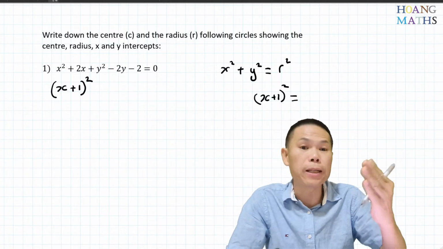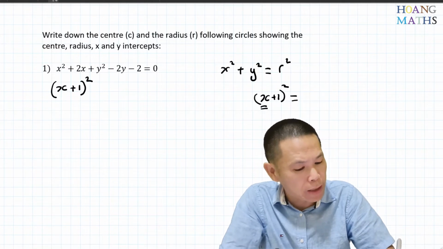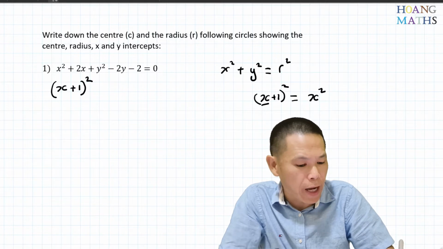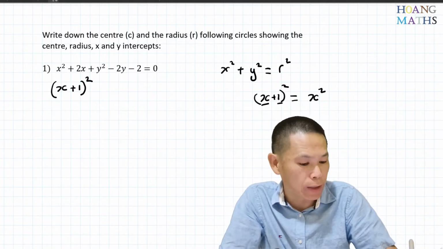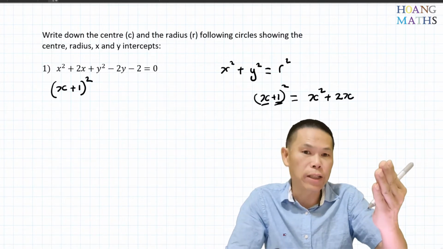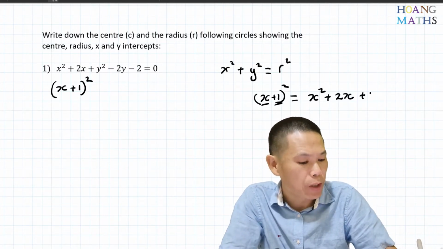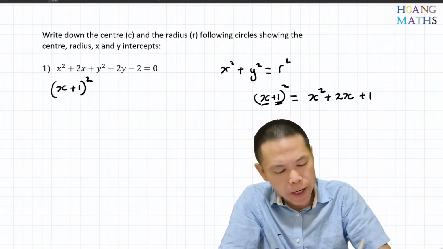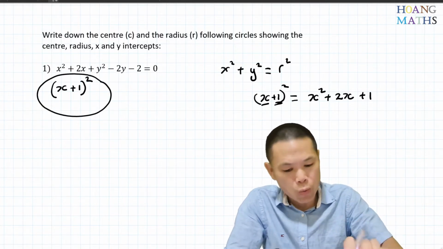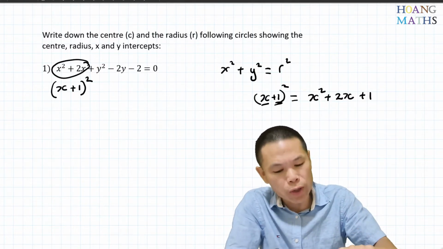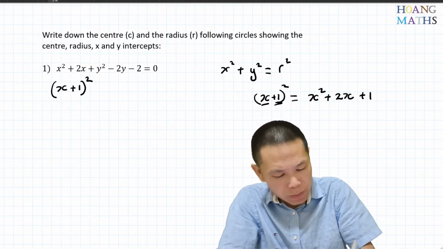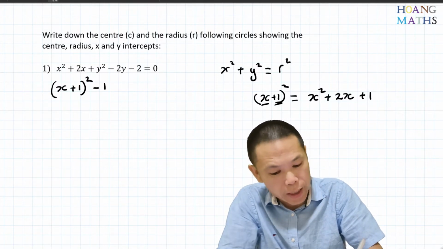If you expand this out, we do x squared, and then x times 1 is x, and we double it, which is 2x, and then we plus the 1 squared, which is 1. So if we expand this out, we have 1 extra compared to this, okay? Therefore, we need to minus 1 out. So just minus 1.